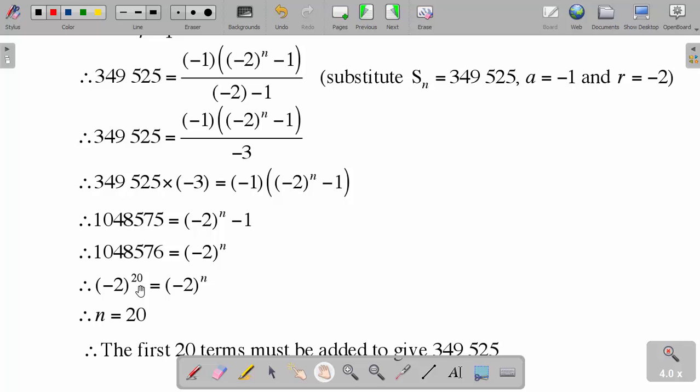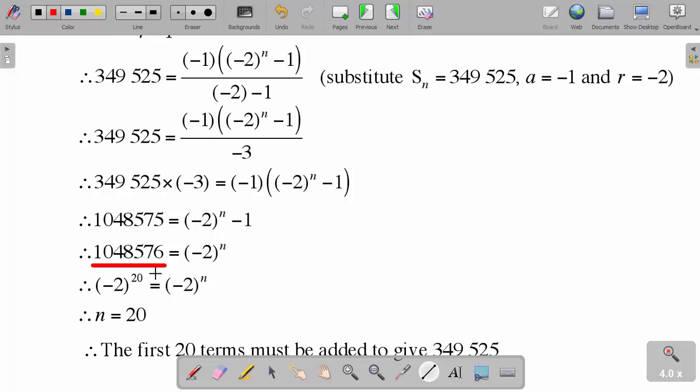And because the 20 is an even number, it means that also the negative 2 to the power 20 will be the same as 1048576. Let me say this again. On my calculator, I prime factorize this number here, 1048576. Now when I do so, it gives me 2 to the power 20.